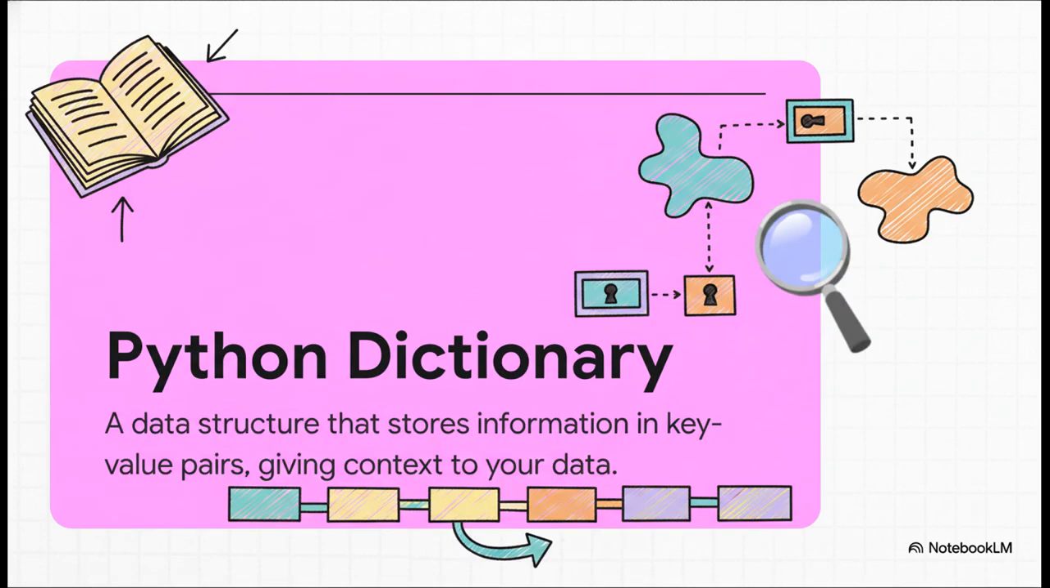And this brings us to our first superpower of the day, the Python dictionary. Dictionaries are a total game changer because they let us store data with that missing piece, context. Instead of just a bunch of floating values in a list, we can create these wonderful key value pairs that give our data meaning and structure.